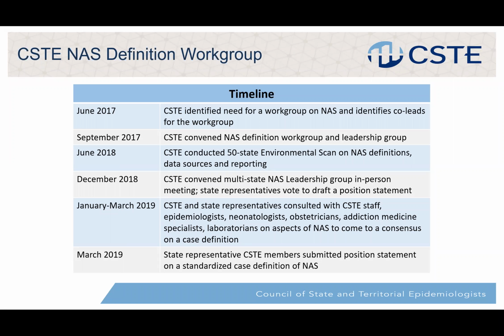This is just a brief timeline of the events that have been going on since about June of 2017, where we first identified the need for a work group, convening of the work group that fall in 2017, conducting a 50-state environmental scan on NAS definitions, data sources, and reporting, the convening of a multi-state NAS leadership group in December of 2018, where we voted as state representatives to draft a position statement for an NAS standardized case definition. In the past 3 months, we have worked diligently to form that case definition, consulted a wide range of experts, and came to consensus on it, and then filed that position statement at the beginning of March.